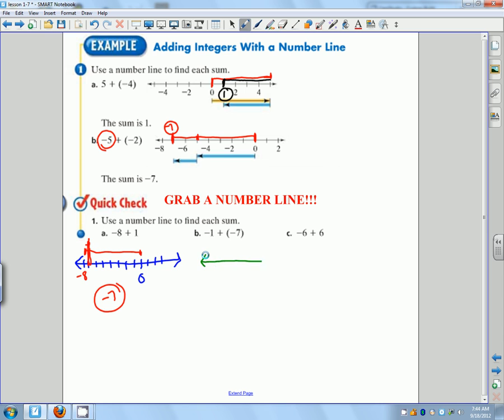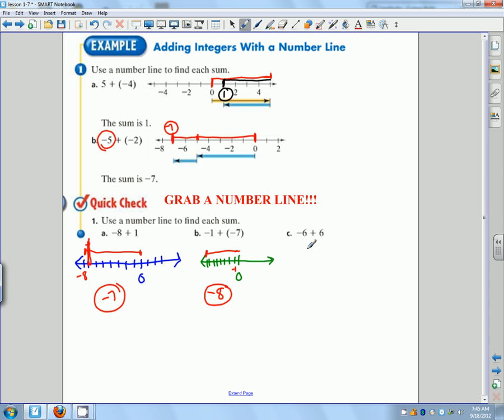Here is the next one. Always start at 0. Now I'm going to start at 0. I'm going to go negative 1. Here's negative 1. And then I'm going to go 7 more negative. So 7 more negative gets me to negative 8. Remember, a negative plus a negative is always going to be a negative.